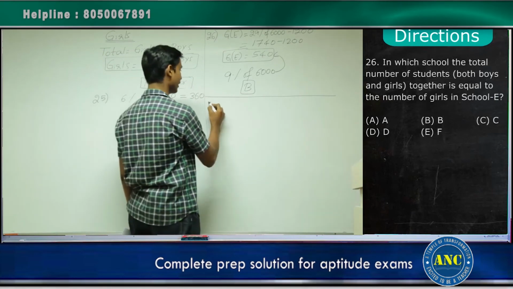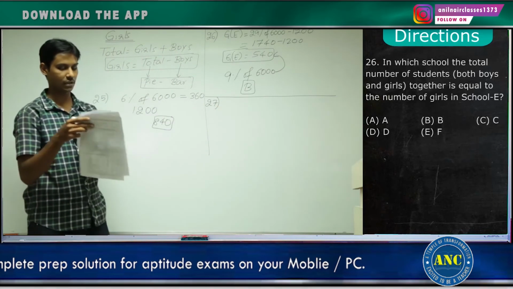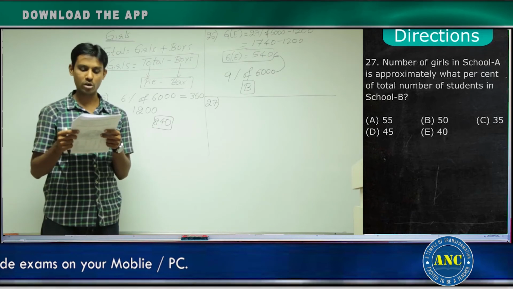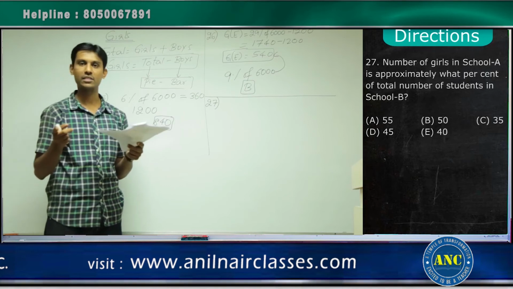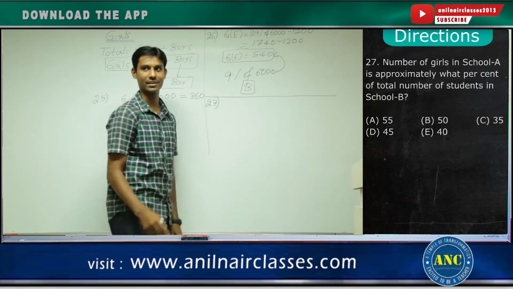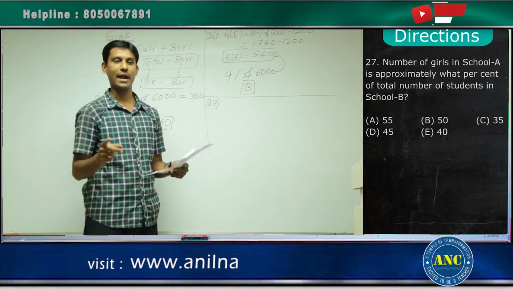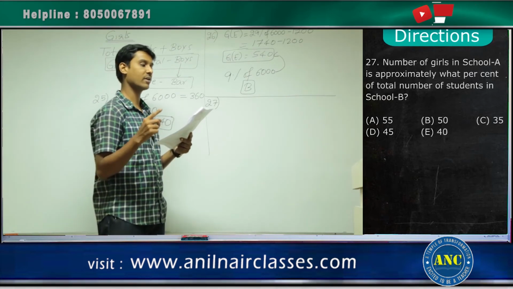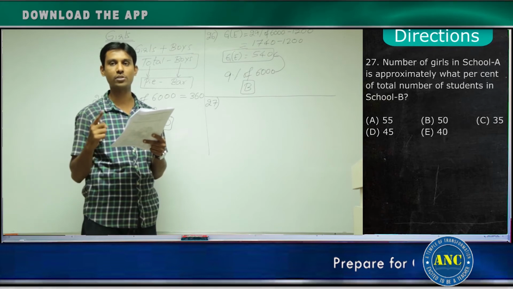Understood? Last question also I will solve, then you can count down. Question number 27. Please see the 27th question. The number of girls in school A is approximately what percent of the total number of students in school B? It is something like 25 is what percent of 75. I already discussed, whenever it is something like 25 is what percent of 75, your answer should be 25 by 75. That means here, the number of girls in school A is approximately what percent of the total number of students in school B.